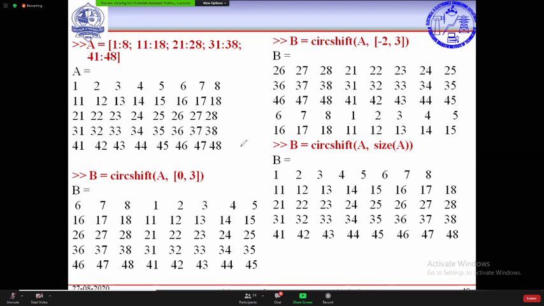Sir, 0, 3 means 0 rows and 3 columns. Which 3 columns, sir? Last circular shift means it is shifting circularly, in a circular fashion. It is shifting all the last columns.